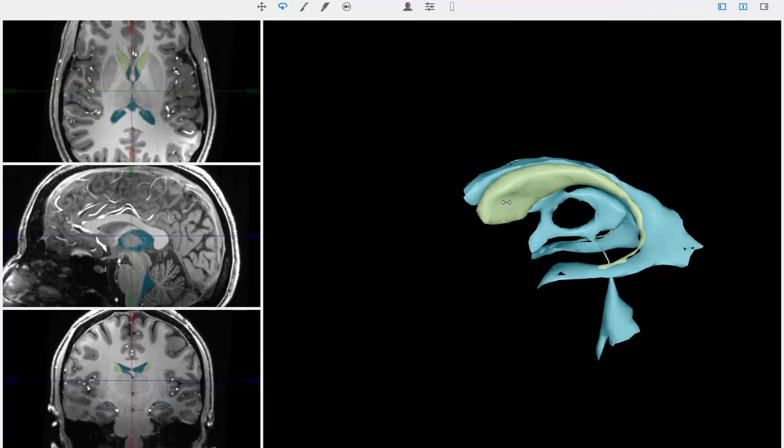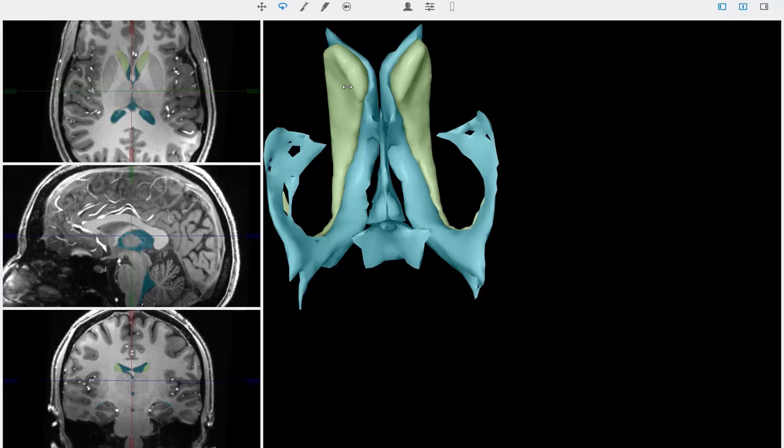Here is the caudate. It's lateral to the lateral ventricle. It's a C-shaped structure that has a head, a body, and a tail, sort of like a tadpole. And there's two of them. There's one in the right hemisphere and one in the left hemisphere.